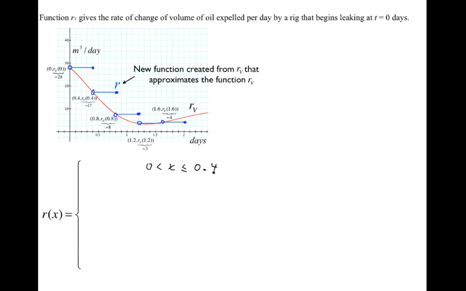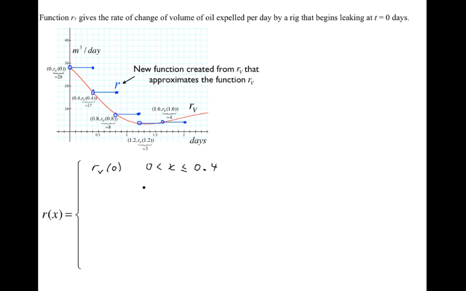And so for that interval, what do we want r of x to be? What is r of x going to equal when x is in this part of the domain? He wants r sub v of 0. Yeah. So r of x equals r sub v of 0. That's a constant value, right? That's just a single value for all these x values from 0 to 0.4.